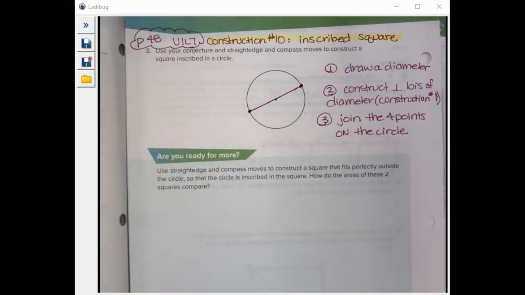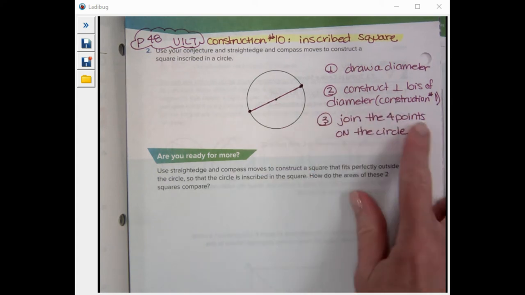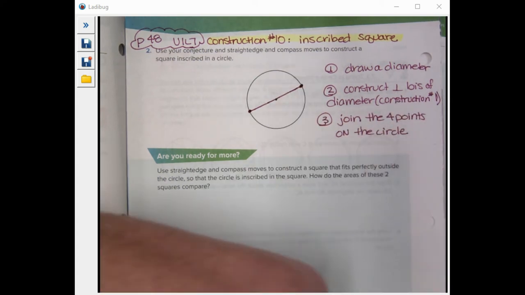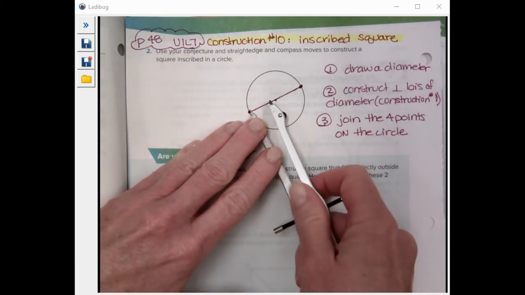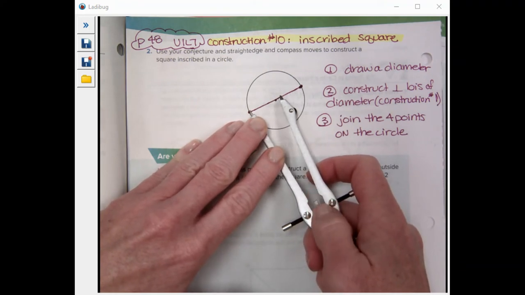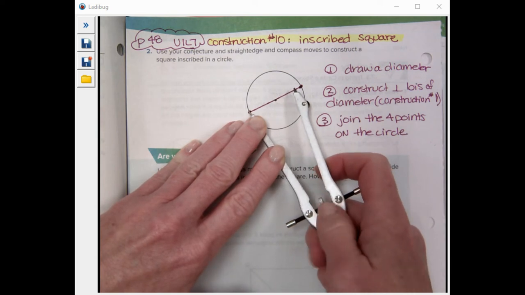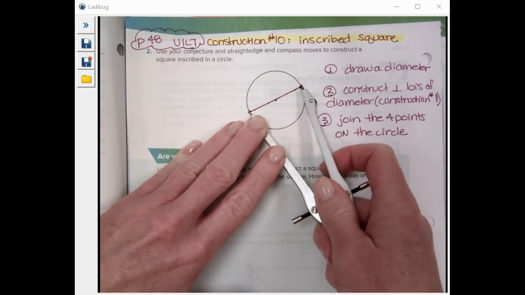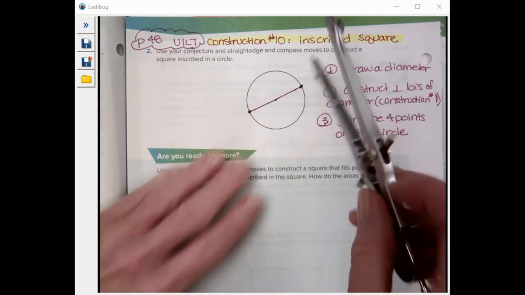Now step 2 is we're going to construct the perpendicular bisector of this diameter. Remember, that's construction number 1, perpendicular bisector. So I'm going to set my compass. Really, anything more than halfway works. This distance would be fine. It's past the center point. That distance is fine. This one's fine. But I'm going to go all the way over because this is how we did construction 1. I'm just going to use the entire distance.